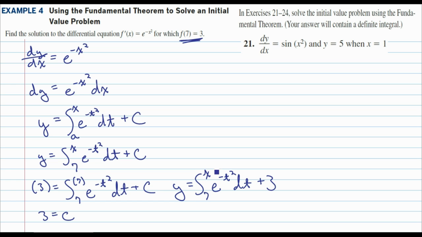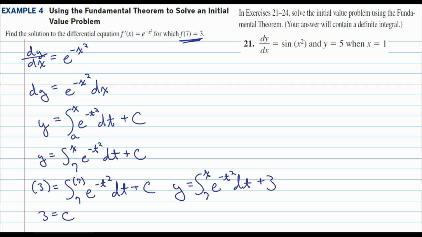So now y equals the antiderivative from 7 to x that I don't know of e to the negative t squared dt, and then plus 3. And then of course by the fundamental theorem, the derivative of y, so f prime, would be e to the negative x squared. And then the plus 3 would be a 0, because the derivative of 3 is 0.